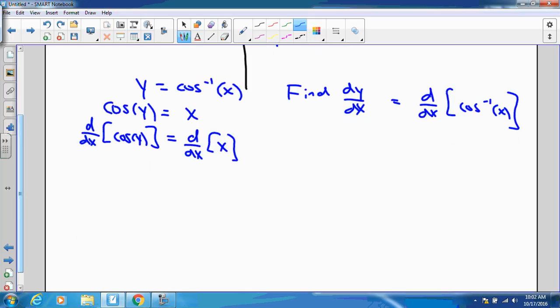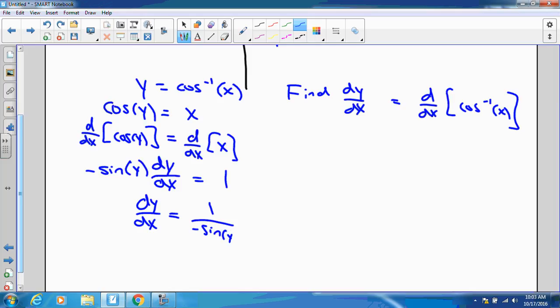All right, now give me the derivative with respect to x of cosine y. Negative sine y times dy dx. Right there. That's much better. Now what is dy dx equal to? 1 over negative sine y. Good. All right.